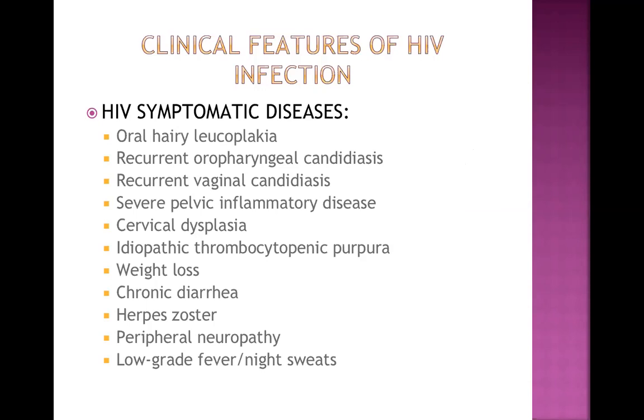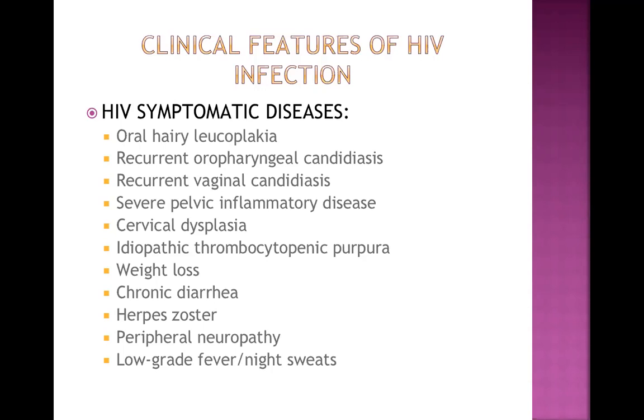Now, there are certain HIV symptomatic diseases which help us suspect that this patient is very immunosuppressed and may have HIV or AIDS. These are oral hairy leukoplakia, which is caused by Epstein-Barr virus. This is one of the clinical situations caused by Epstein-Barr virus. Please don't forget that. Another one, recurrent oropharyngeal candidiasis. Recurrent candidiasis is never normal in a person. If candidiasis is recurrent, we always suspect immunodeficiency syndrome, and AIDS is one of that.